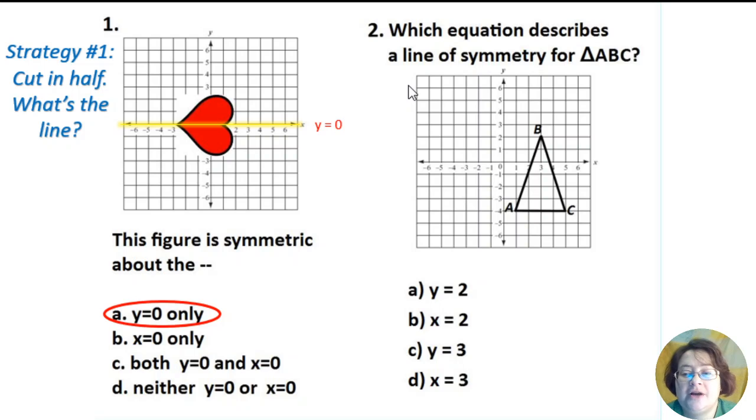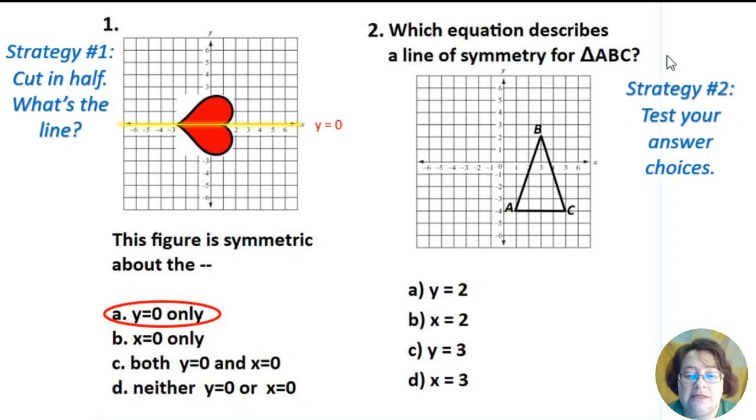For number two, let's try our second strategy. Our second strategy is to test out our answer choices. So what I'm going to do first is draw a line for A at y equals 2. And I see that doesn't cut the shape in half. So that does not work. I'm going to mark out that answer choice, and we're going to move on to the next one.